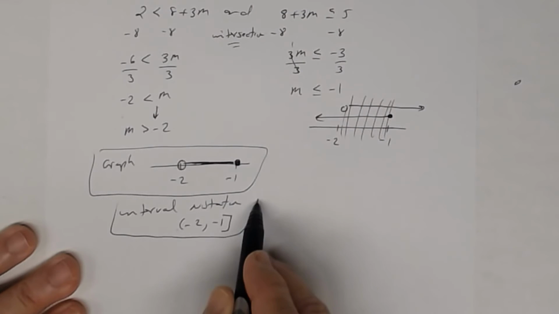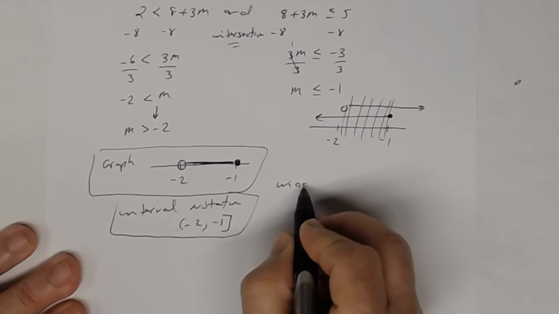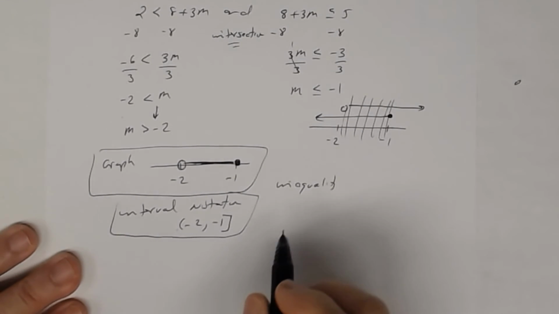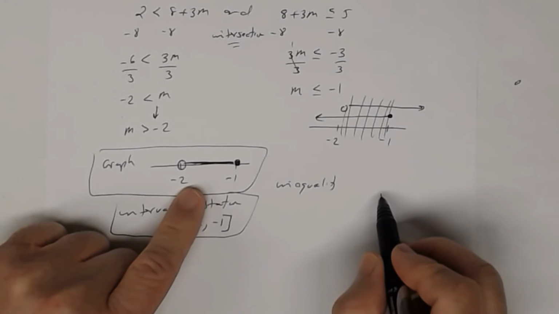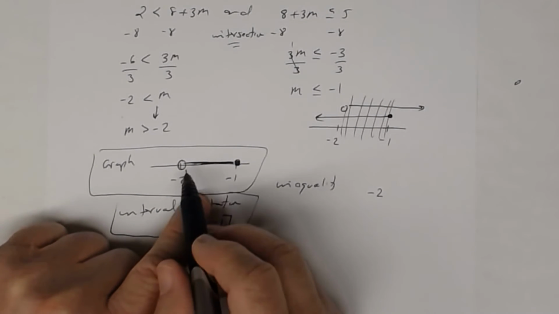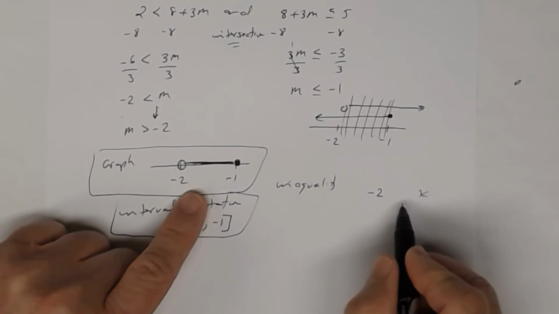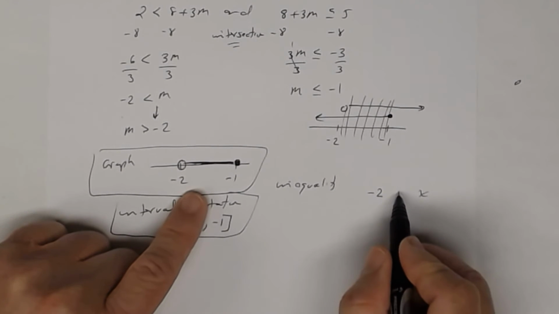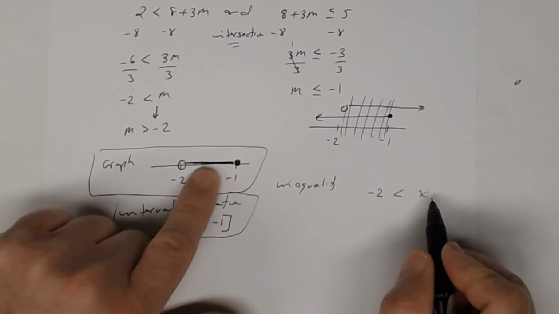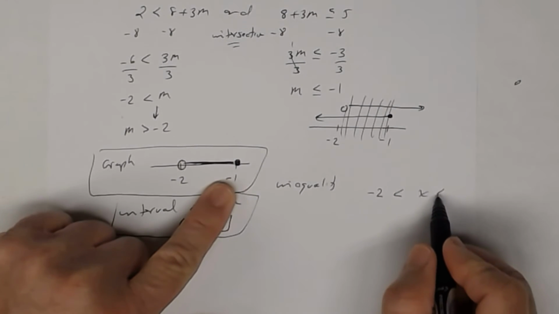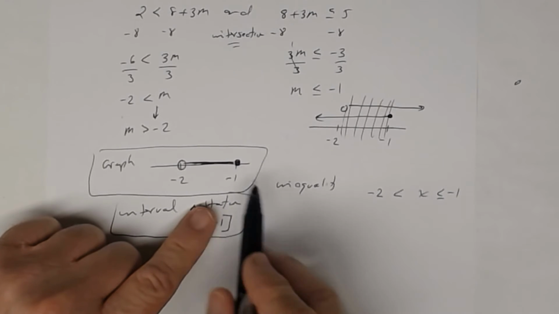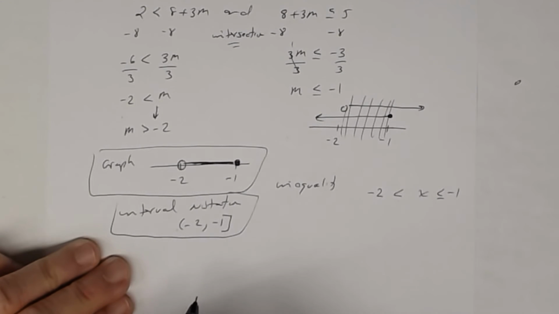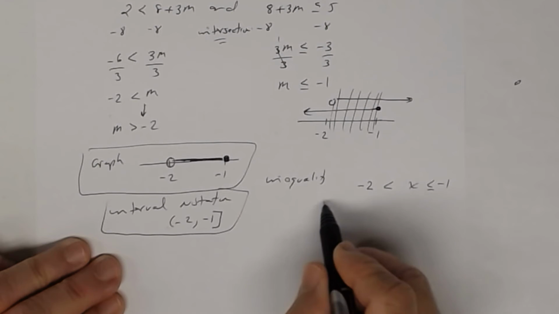And now the inequality notation, you're just going to look at what you see here. So your solutions would be any number in which -2 is less than x, and then x is less than or equal to -1, because it's a closed circle. So this is this. Okay? All right.